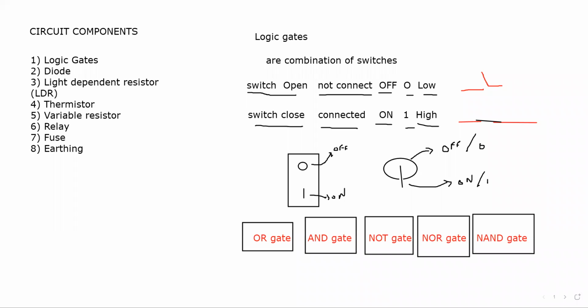So the first one is known as the OR gate. First, the circuit symbol. The circuit symbol for OR gate, this is a circuit symbol for OR.